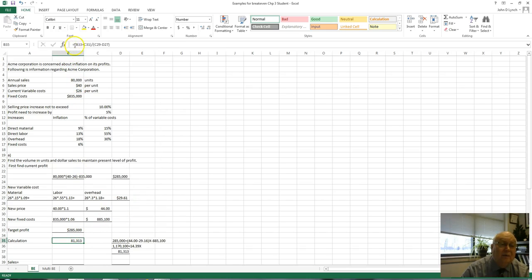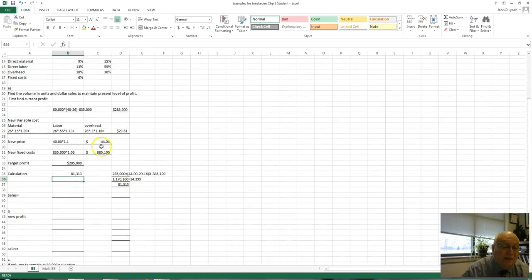Okay, now if you wanted to be a little more cautious and accurate, you do the round function on it again, and again go to 2 decimal places, and that'll give you, well, I want 0 decimal places, sorry. But that gives you 81,313.